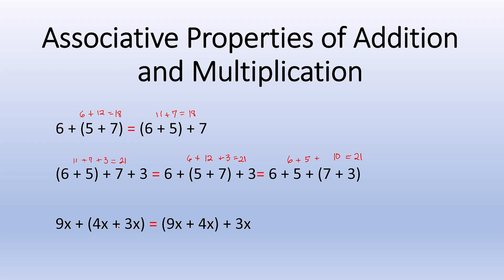So 4x plus 3x is going to give me 7x. 7x plus 9x is going to equal 16x. And that's my answer. Let's take it over here. 9x plus 4x is going to give me 13x. And then 13x plus 3x is going to equal 16x.